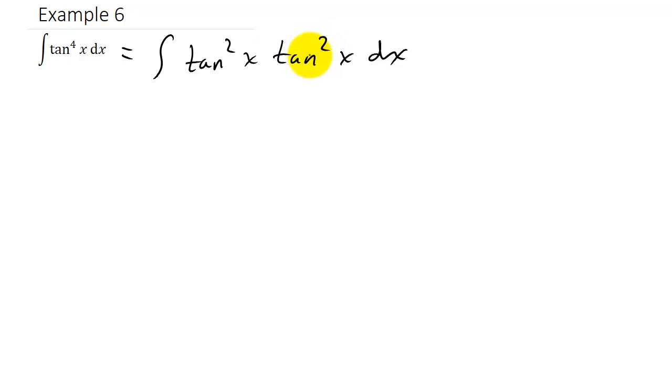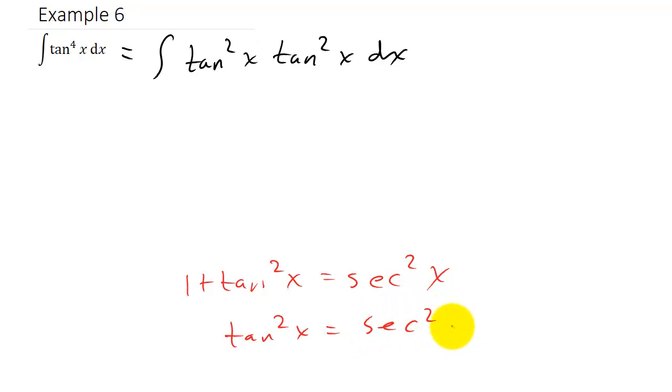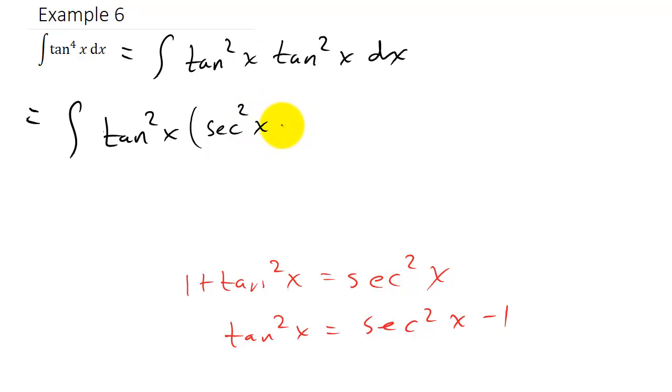So you remember your trig identity: 1 plus tangent squared equals secant squared, and if I subtract 1 from both sides, that gives me tangent squared is equal to secant squared minus 1. And so that's what I'm going to do. This tangent squared here I'm going to replace with secant squared x minus 1. So this gives me tangent squared x times secant squared x minus 1 dx.